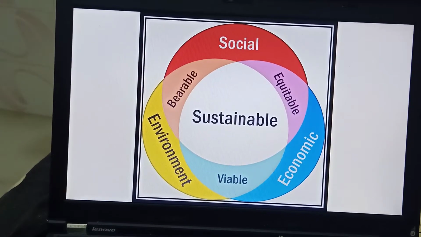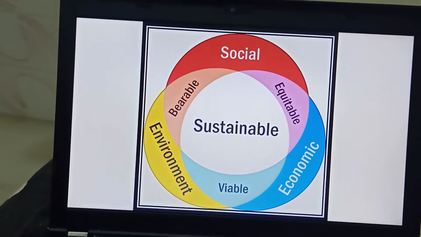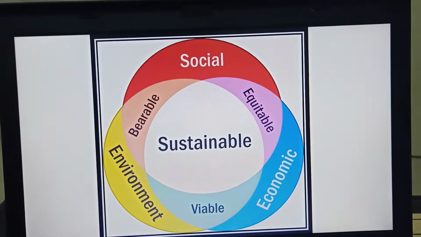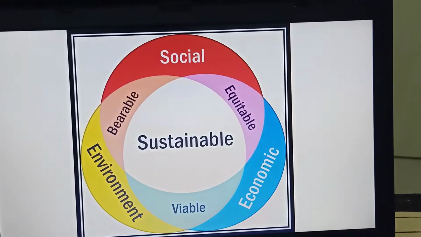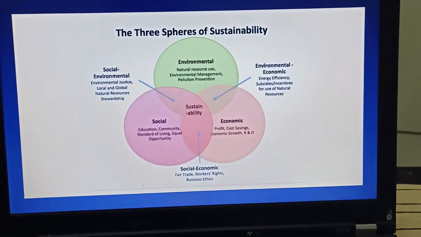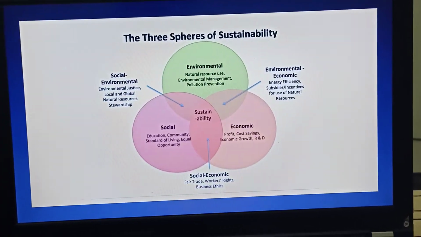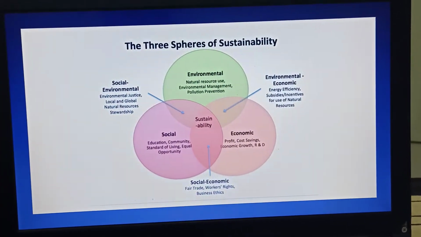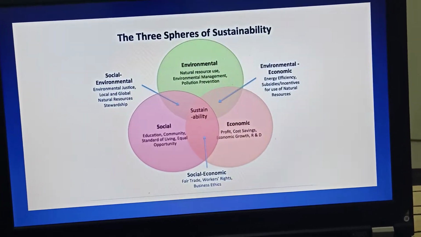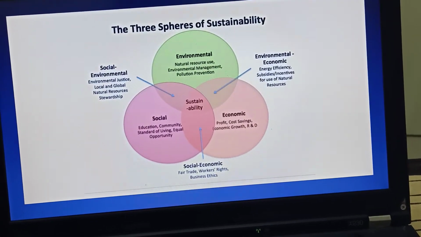These aims are also called the three spheres of sustainability as they are interlinked with each other. Let us now take a look at the three spheres of sustainability. As you can see in front of you, I have a picture of the three aims of sustainable development and their interlinkage with each other. So I'm going to be discussing the three spheres of sustainability in detail now. The first is the socio-environmental aspect.